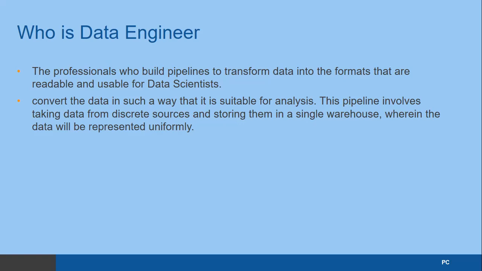Basically, they create pipelines to transfer data into formats that are readable and usable for the data scientist, converting it in such a way that it's suitable for analysis. The pipeline involves taking data from discrete sources and storing it in a single warehouse where data will be represented uniformly. So what is the pipeline? Whatever the extraction and conversion done from end to end, all this package is known as a pipeline. The data engineer develops this pipeline so that data scientists can consume it and do their own research. That's how data engineering evolved as the data kept increasing.